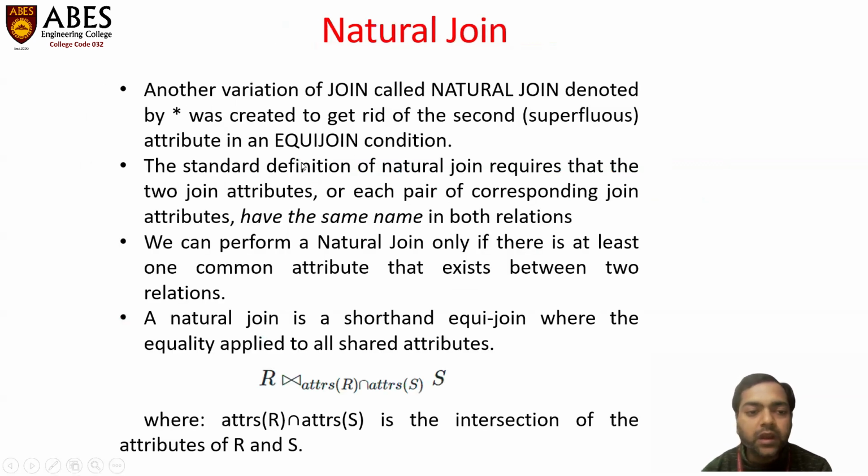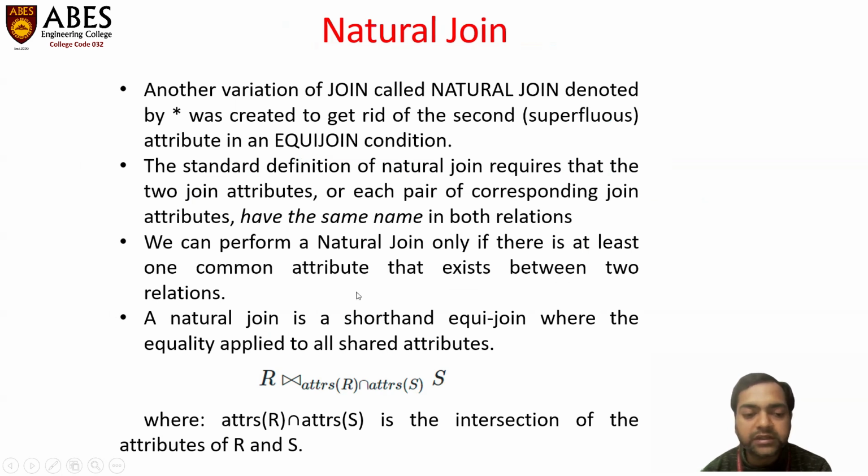Now, the standard definition of natural join requires that each pair of corresponding join attributes have the same name in both relations, right? So it must be the same name in both relations. We can also perform a natural join if there is at least one common attribute that exists between the two relations.